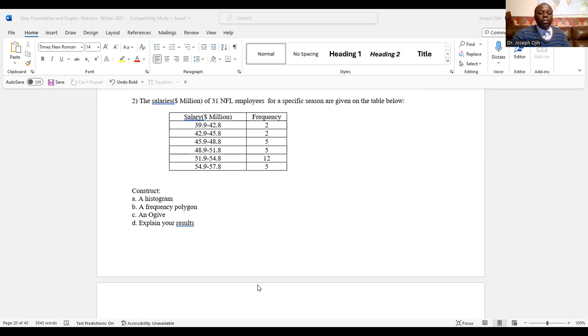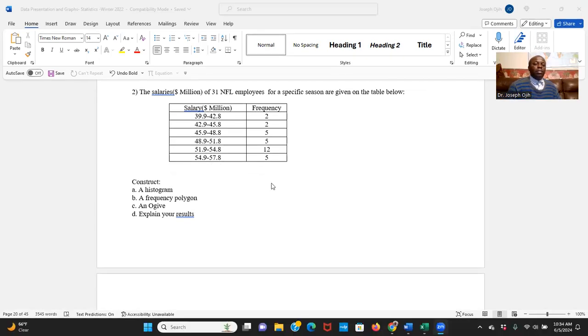It says the salaries, just one minute, and make sure what it says. The salaries in millions of 31 NFL employees for a specific season are given here. You are required to construct a histogram, a frequency polygon, an ogive, and then interpret your results. Now, usually we draw this by hand, with pencil and ruler. But now we have technology, so we'll be using Excel to draw them.